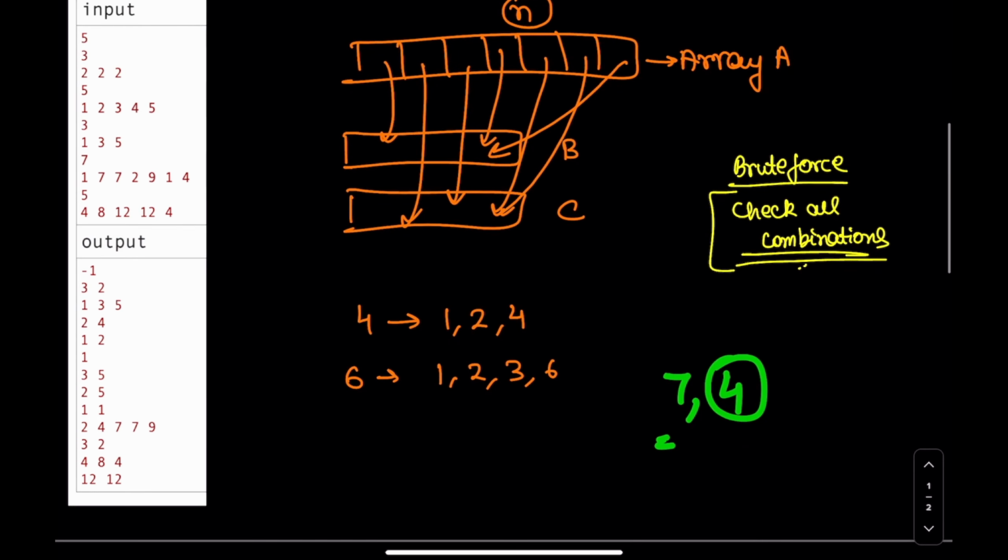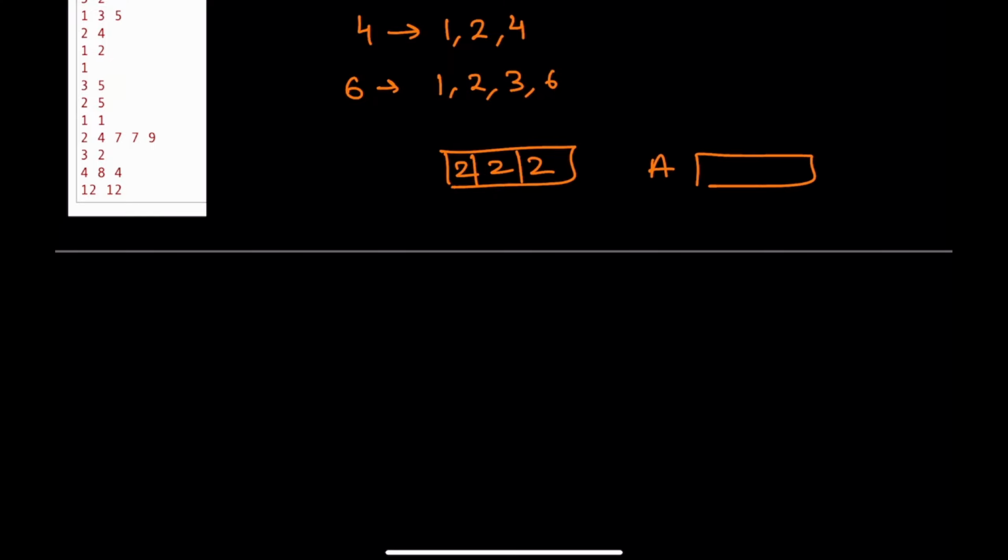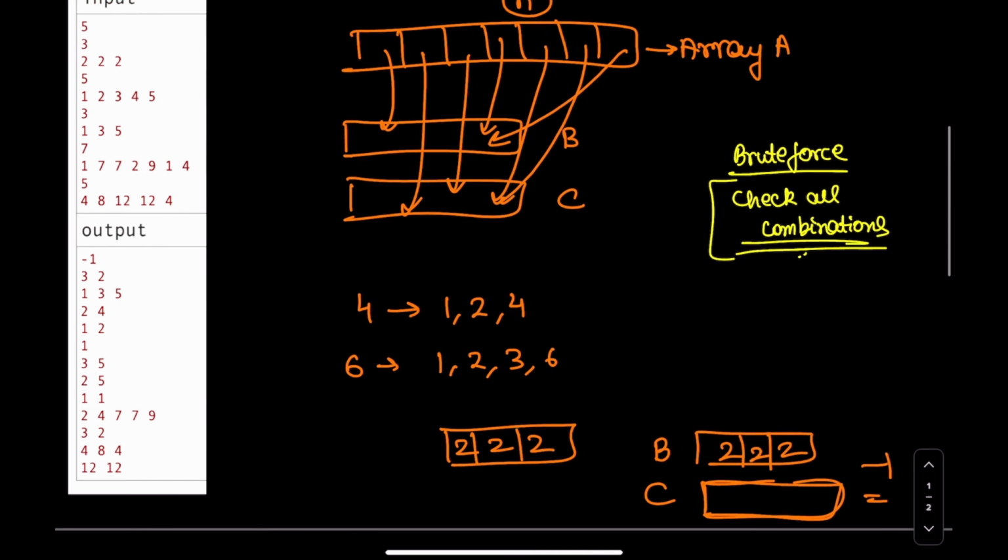Now let's see the sample test cases. Suppose we are given 2, 2 and 2. So all of them would go to the array B because they are all the same. So 2, 2, 2 in B and the array C would be empty. So we cannot have the answer here. So it will be -1.